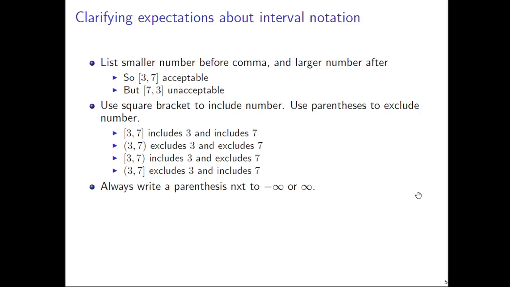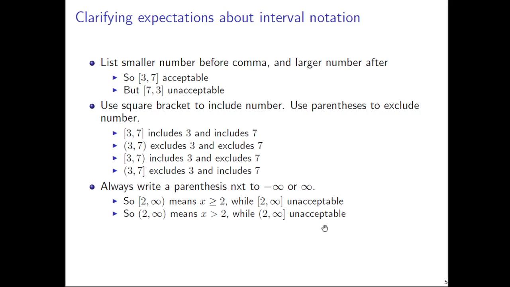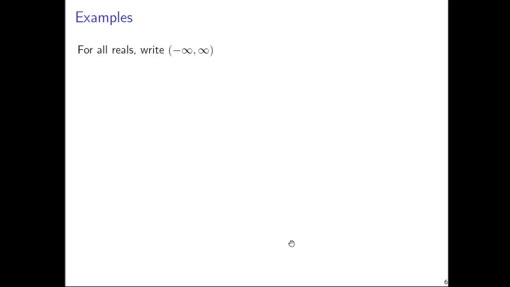We'll always write a parenthesis symbol next to a negative infinity or a positive infinity. So you can write bracket 2 comma infinity parenthesis, and that will mean all x values greater than or equal to 2. But putting a bracket symbol right where that infinity is unacceptable. Parenthesis 2 comma infinity parenthesis means x greater than 2, but putting a bracket symbol next to the infinity is unacceptable. And just to do a practice one of these with the negative infinity, we would write a parenthesis here, negative infinity comma 2 bracket, but writing a bracket symbol right next to the negative infinity is unacceptable. Okay, for all reals, we'll write parenthesis negative infinity comma infinity parenthesis.